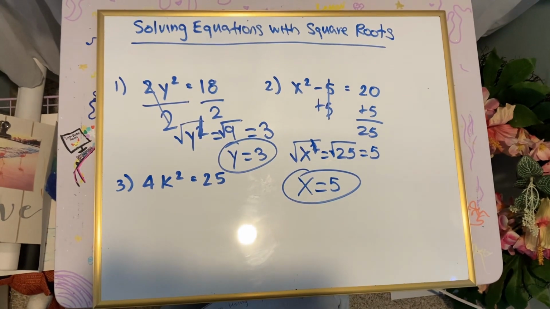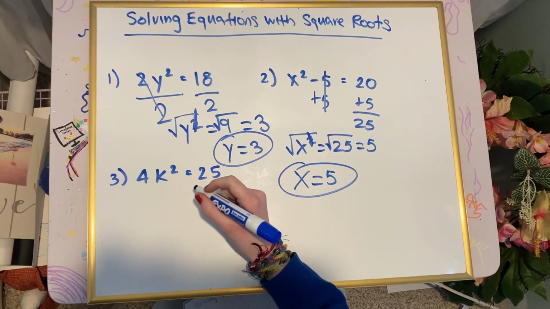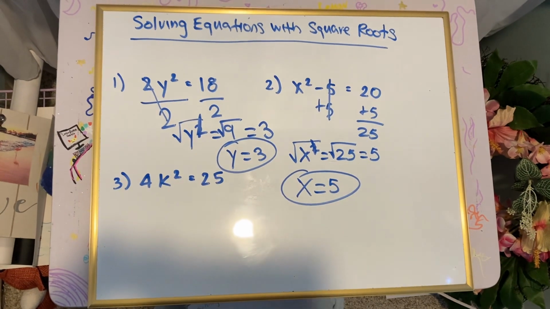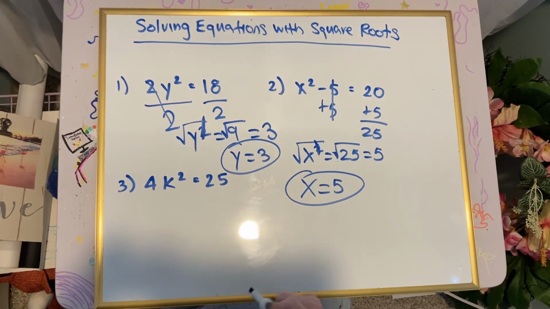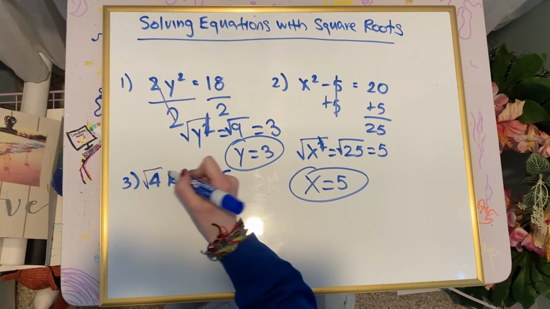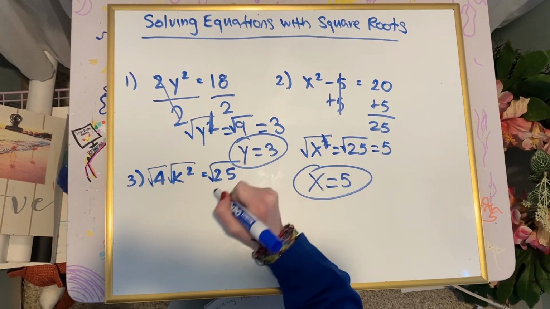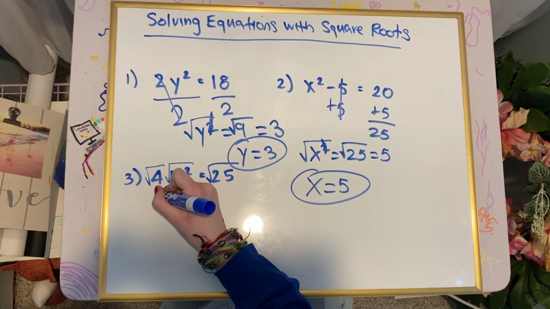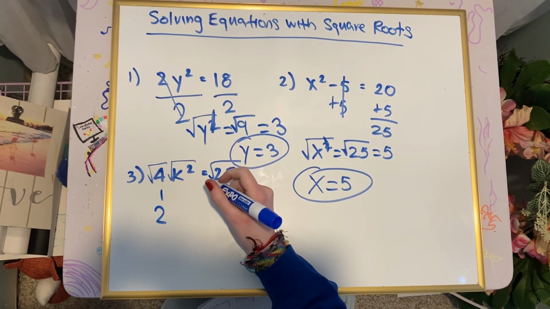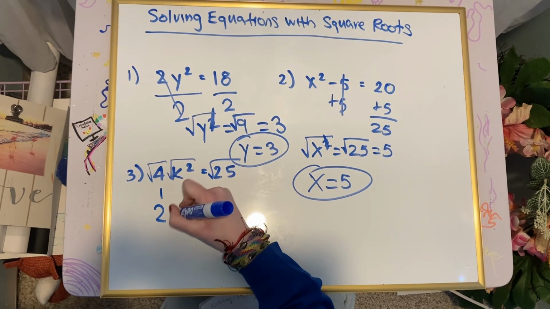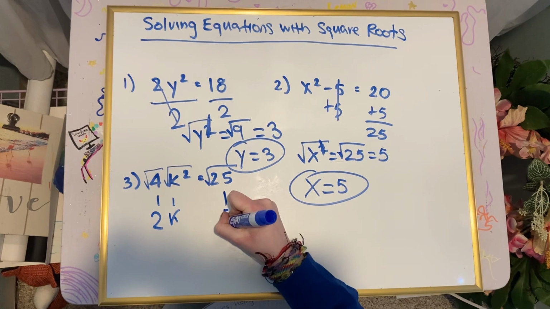Finally, for this one, since 4 doesn't go into 25, we will take the square root of all the numbers. So we'll take the square root of 4, k squared, and 25. Square root of 4 is 2. Square root of k squared is k. And the square root of 25 is 5.